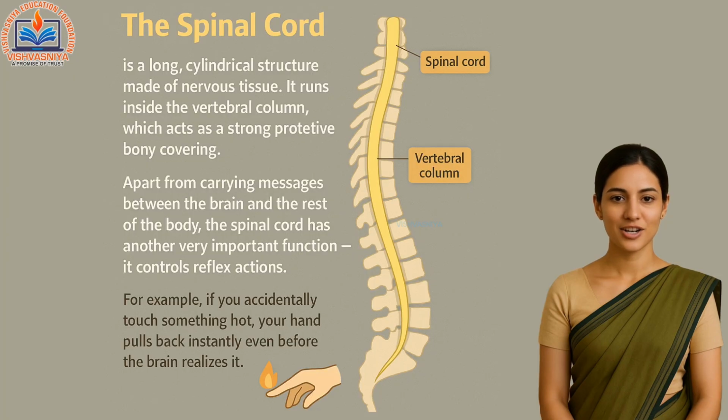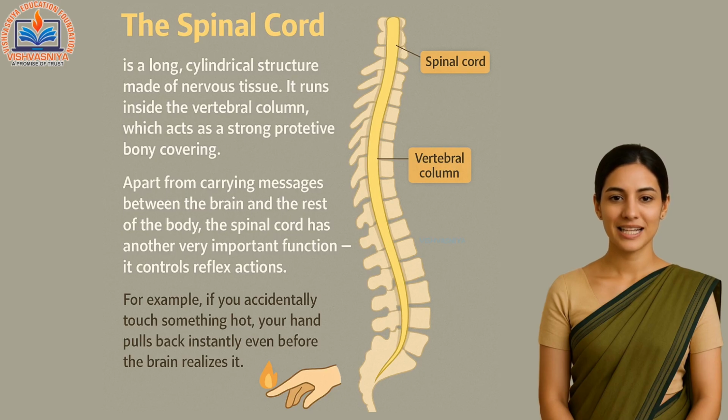The spinal cord is a long, cylindrical structure made of nervous tissue. It runs inside the vertebral column, which acts as a strong protective bony covering. Just like a shield, the vertebral column ensures that the delicate spinal cord is not damaged.